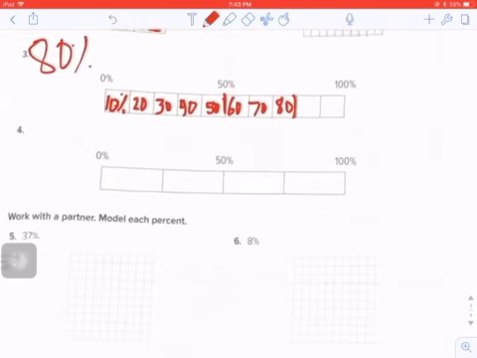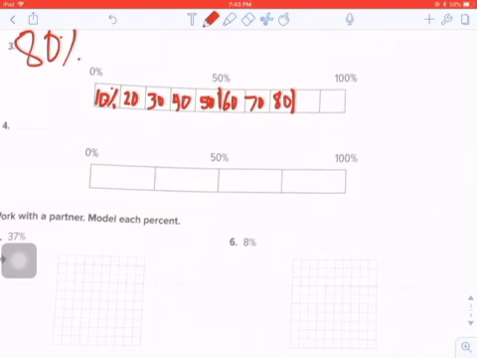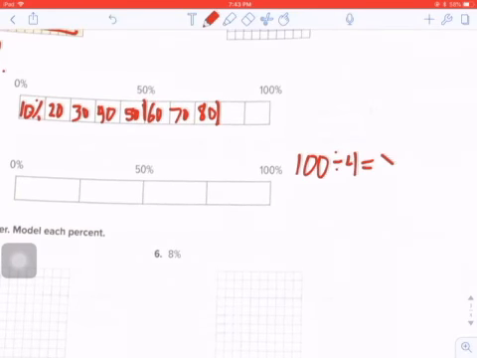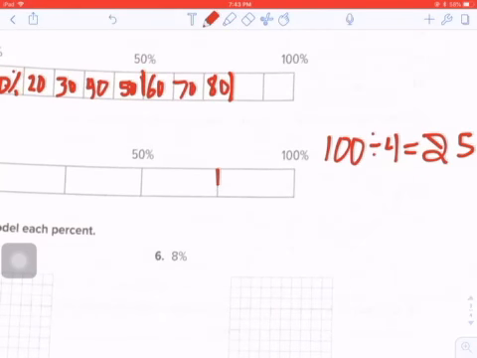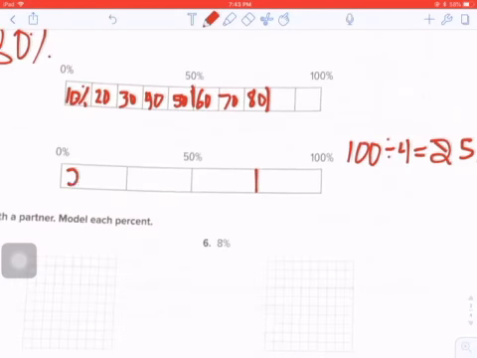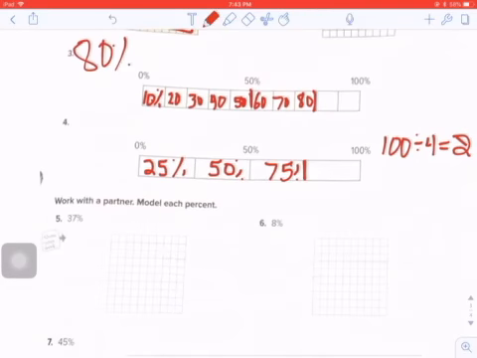Number 4, my bar diagram is split into 4 parts, so I have to think, if I had 100% divided by 4, that would give each section a value of 25%. So I believe it is shaded to that point there, so that section is 25%. This section is really going to be 25 more, so I know that would be like 50, and this would be 75% up to that point right there, since each bar is 25%. So that would be 75% shaded.